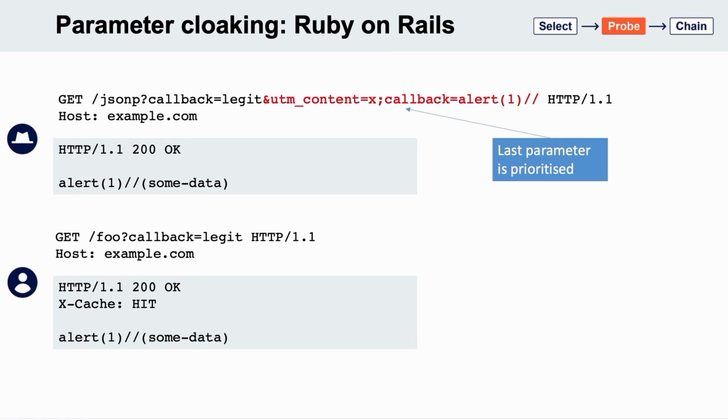For example, in this request here, from Akamai's point of view, from the cache key's point of view, there's one parameter called callback, and the value is legit, or whatever value the application happens to be using. But when Rails parses this, it sees three parameters: the callback, UTM content, and a second callback parameter. And it prioritizes the last parameter, which is something as an attacker we have full control over. So we can just change that to whatever harmful code we like, and then any page on that website that uses that JSON-P will end up being exploited.